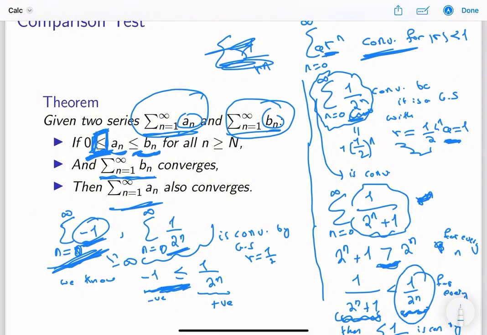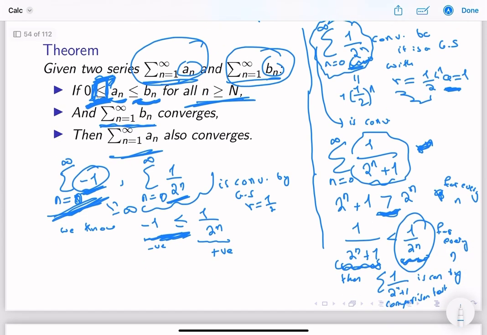So even though we have the assumptions of the theorem, you don't have the fact that they're both positive, and thus you cannot apply this theorem, right? So it's important that the summands are actually non-negative, and this is happening for every n. So this is very important.